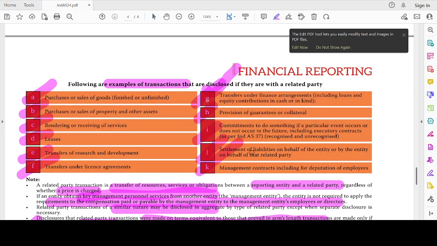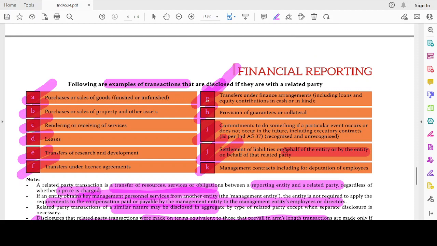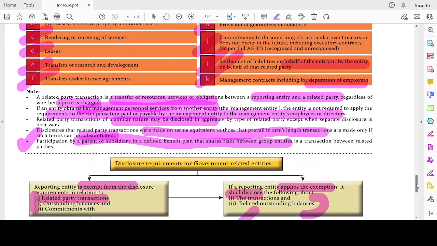That's like commitments. Settlement of liability on behalf of a third entity or by the entity on behalf of the related party. So I'm doing it on my behalf or on behalf of another entity. Okay. Management contracts including deputation of employees. I'm going to allocate some members or employ some members for the purpose of your organization. Those will be considered. Okay. This note is very important. Okay. Let's go over it.